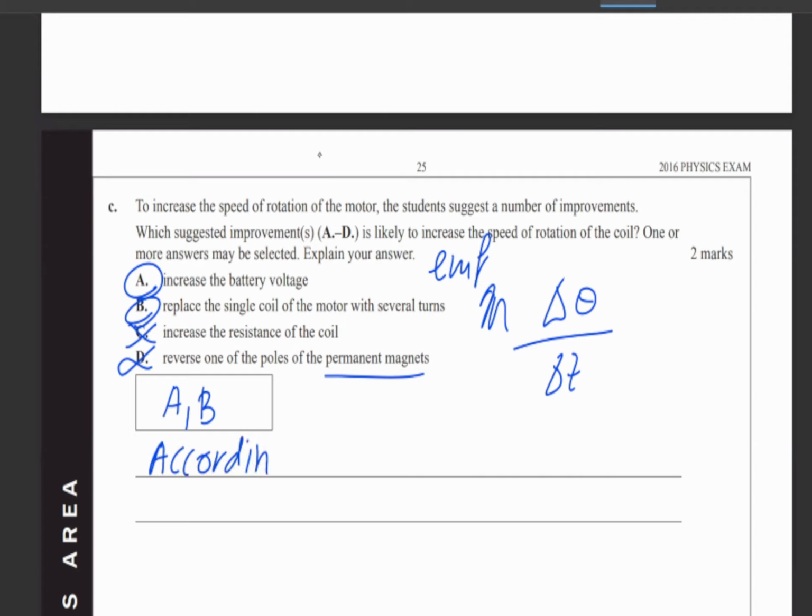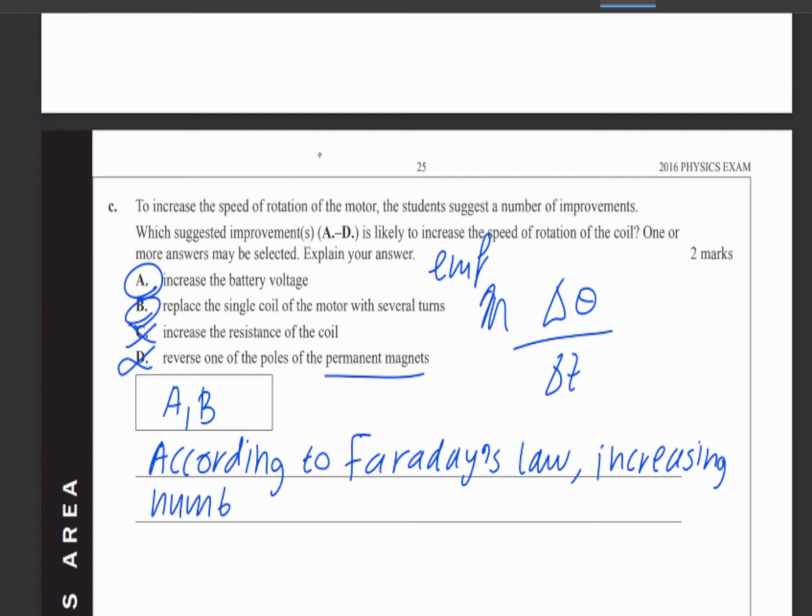You can just say according to Faraday's law, increasing the number of turns and voltage increases speed.